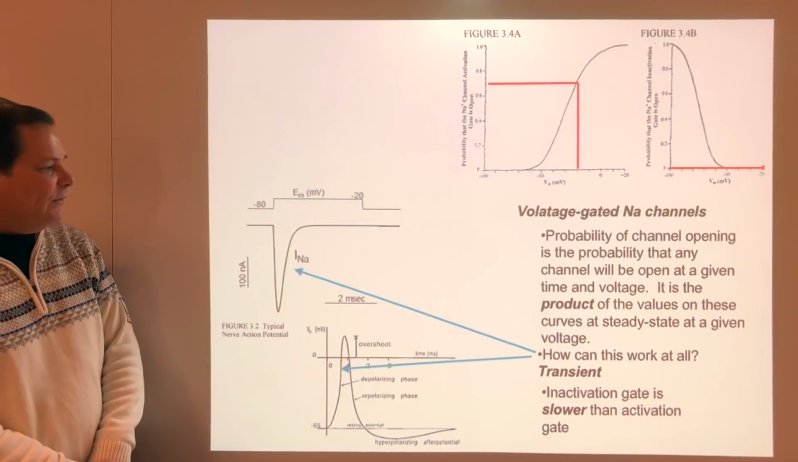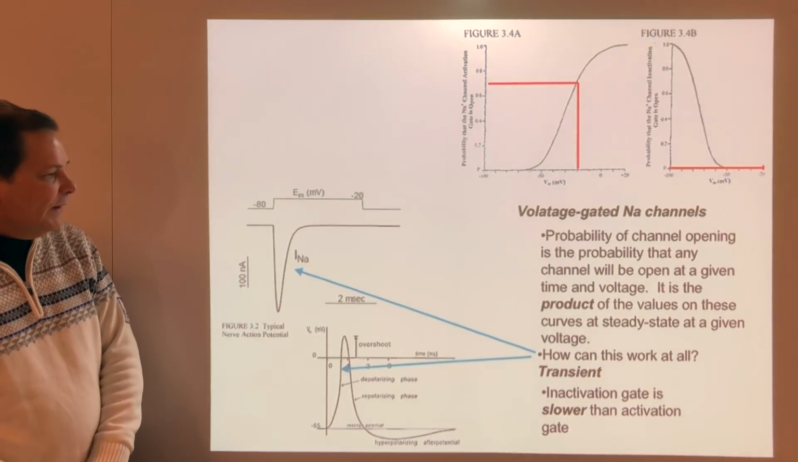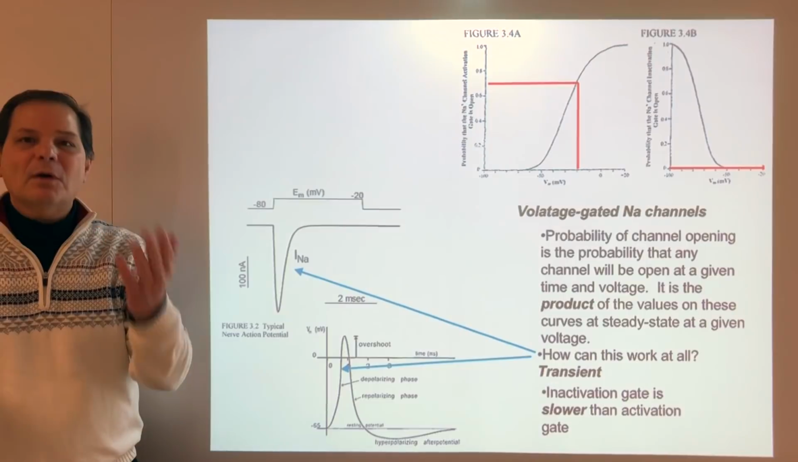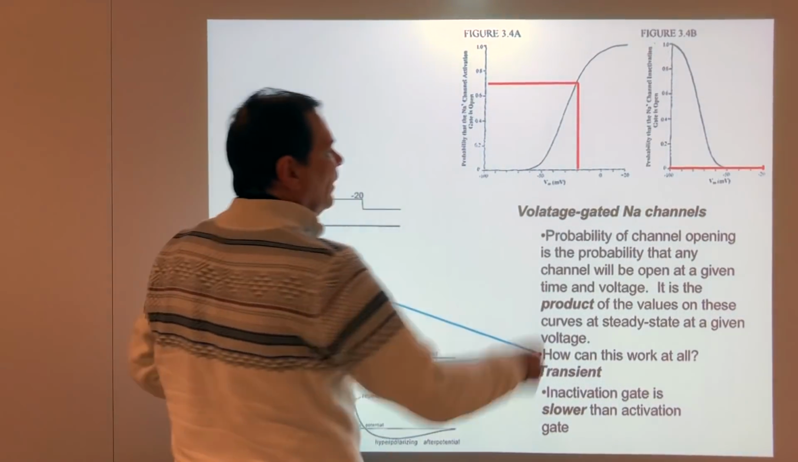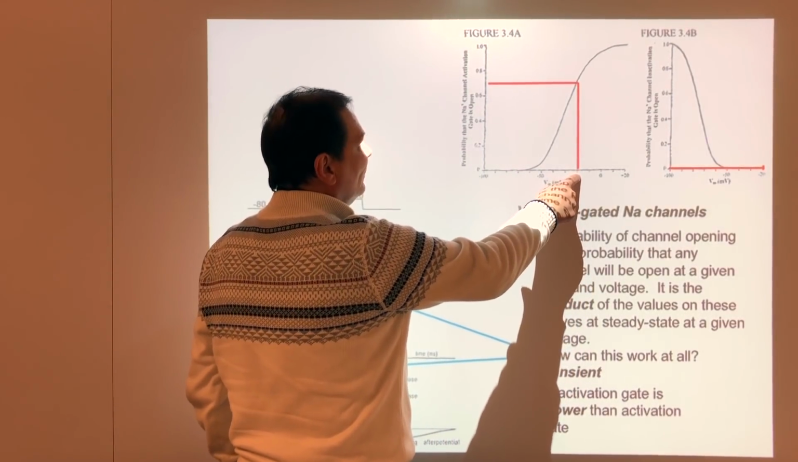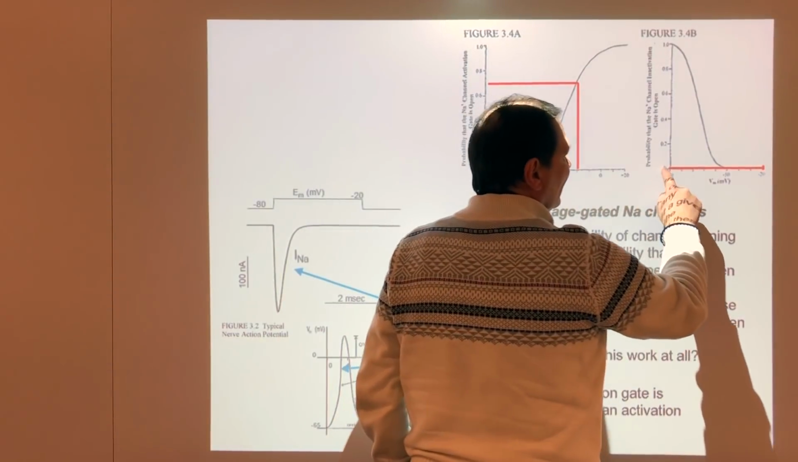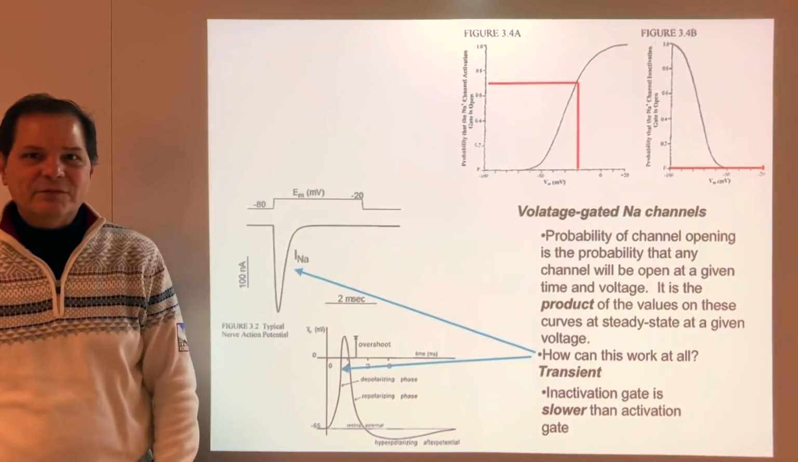And the answer is that you have to account for time, okay? The inactivation gate, as I mentioned in the first video, is slower than the activation gate. So if I go to minus 20 and I hold it there, eventually this is the state that you'll be in. Eventually 70% of the activation gates will be open, and 0% of the inactivation gates will be open.